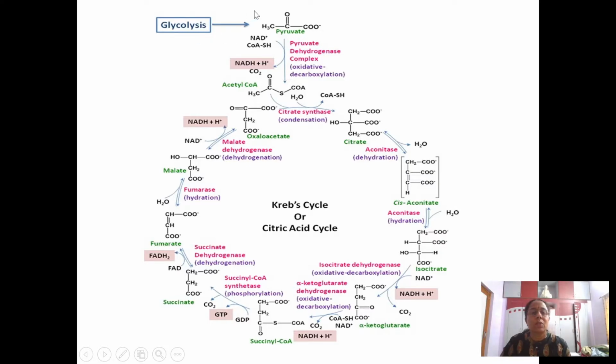From glycolysis, what have you got? Pyruvate. Pyruvate through oxidative decarboxylation, what have you got? Acetyl coenzyme A. So acetyl coenzyme A condenses with oxaloacetate to form citrate. Citrate has how many COOH groups? 3. Therefore, it is known as the tricarboxylic acid cycle. So, shall we start studying the reactions now?